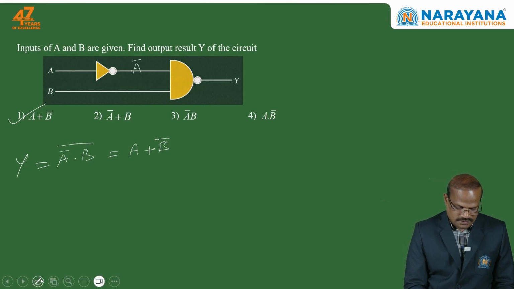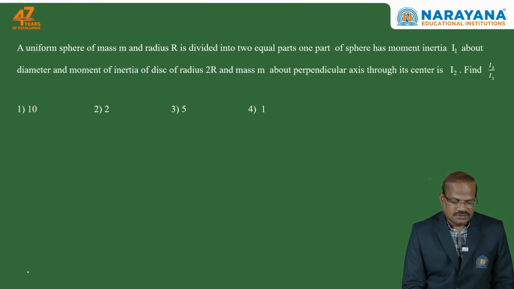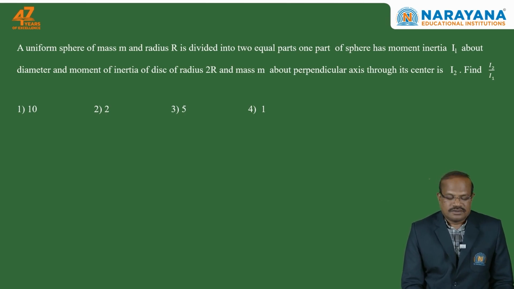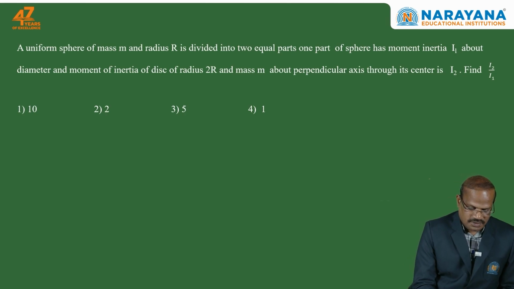Next, let us see the second question. A uniform sphere of mass m and radius r is divided into 2 equal parts. One part of sphere has moment of inertia I1 about diameter, and moment of inertia of disk of radius 2r and mass m about perpendicular axis through its center is I2. Find I2 by I1. First, let us find moment of inertia of hemisphere. For complete sphere about this diameter, moment of inertia is 2 by 5 m r square.